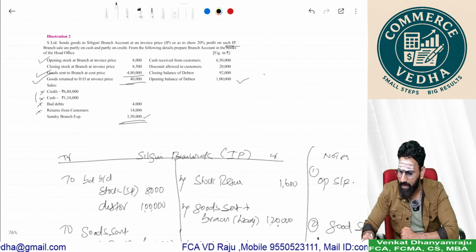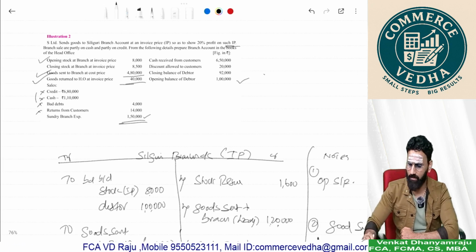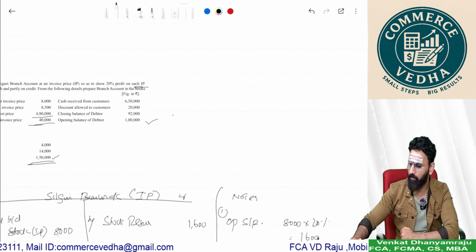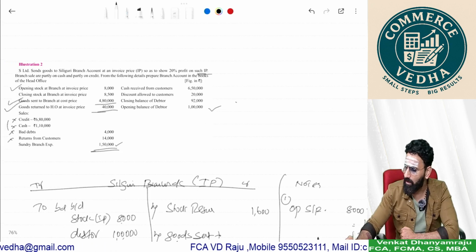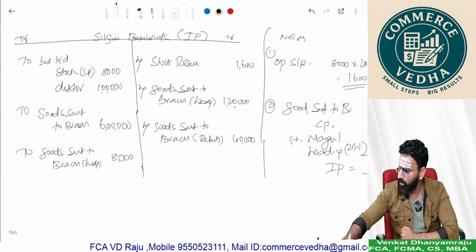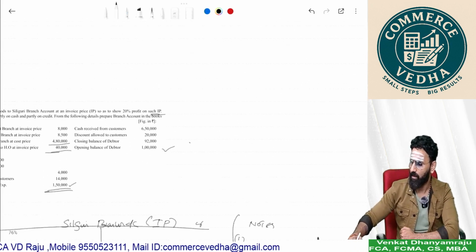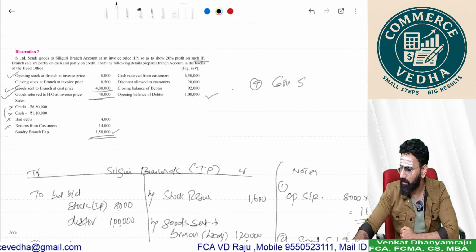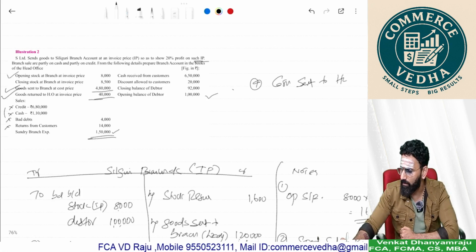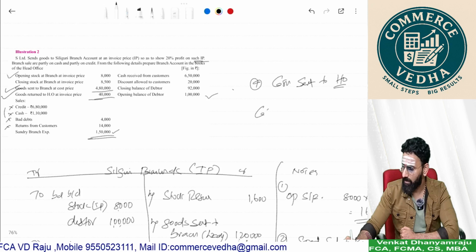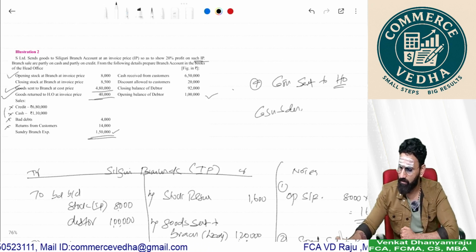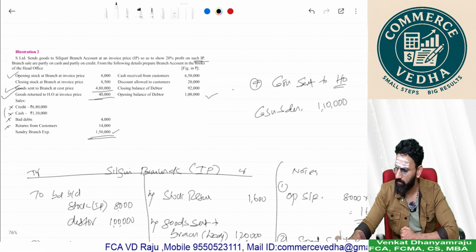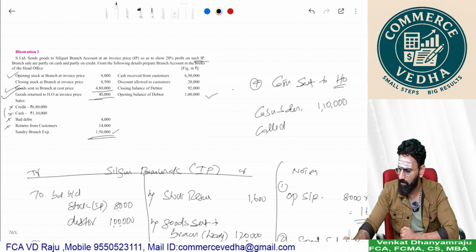They said credit sales and cash sales and cash received from customers. Here the working notes are very, very important. See, total cash collected. This is the fourth working note. The fourth working note we should write here is cash sent to head office. Cash sales, you get full cash, which is cash sales of 1,10,000, and collection from customers.